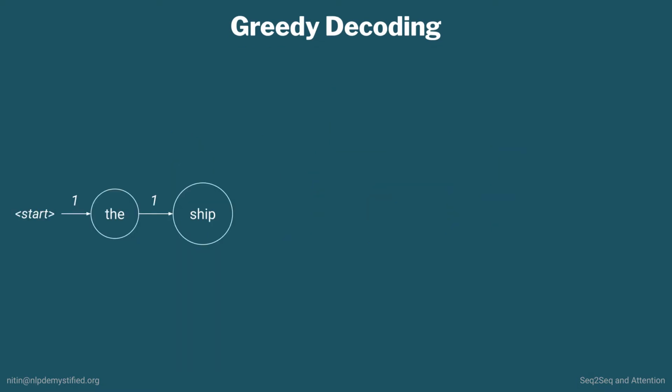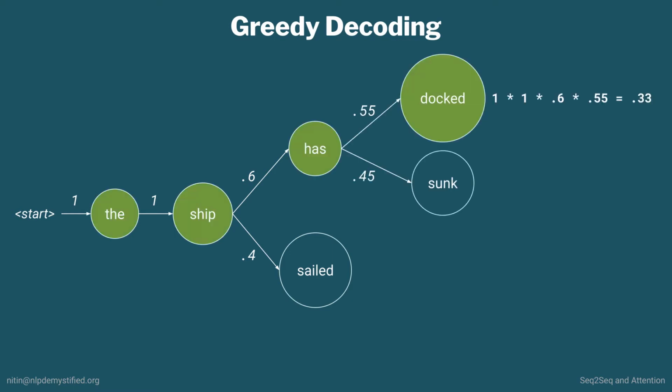Let's take a look at greedy decoding as a search tree. We have the start token, which leads to the word the with a probability of 1, and let's say the following word ship also has a probability of 1. At the third time step, the two words to choose from are has and sailed. The probabilities of the other words are 0. Since the word has the higher probability, the decoder takes that path. And then the top word at the last time step is docked. The probability of a sentence is the product of the conditional probability of each word. So here we get 0.33.